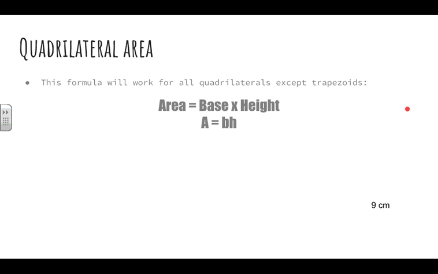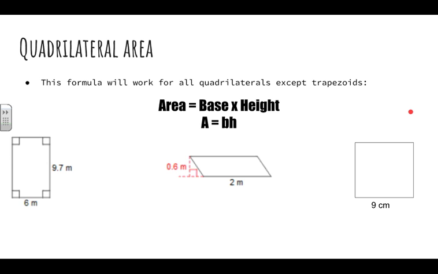All right, so quadrilateral area. This formula is going to work for all quadrilaterals except for trapezoids. We use area equals base times height. All right, it's that simple. You're multiplying together two sides of your quadrilateral.